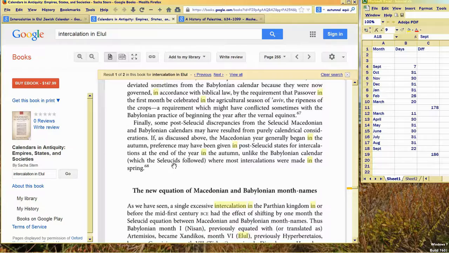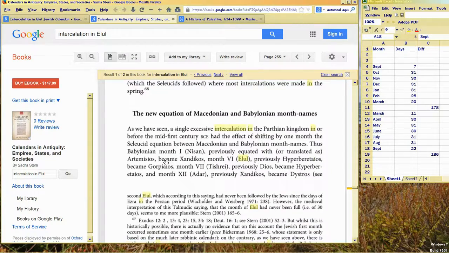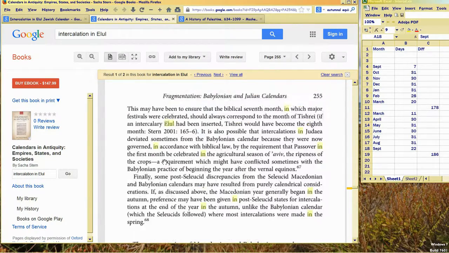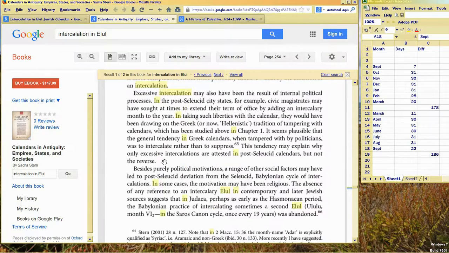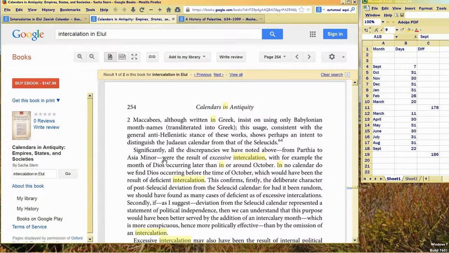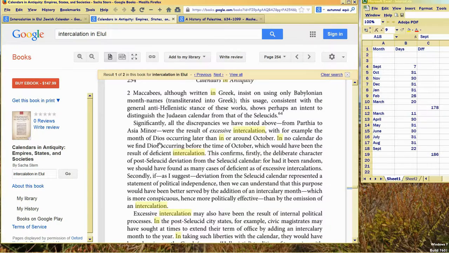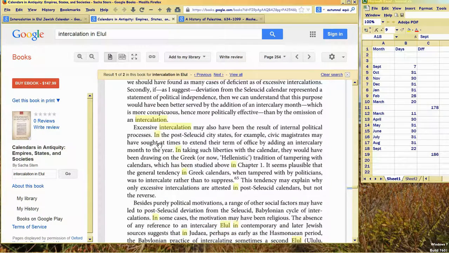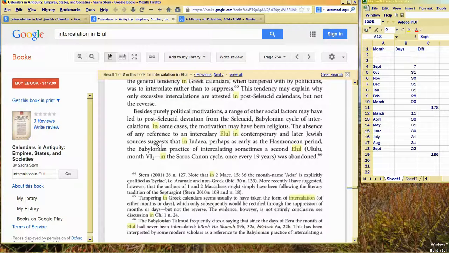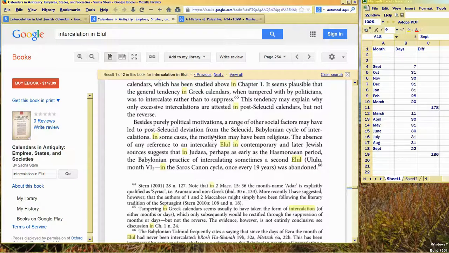All right, so this page is going through, starting basically up here. It's talking about intercalation and when it was done. And was it done in Elul? It turns out that the Babylonian calendar had Elul. But you don't have to create a second Elul. You just tack on the days to the only Elul. And Elul will always be 35.25 days.